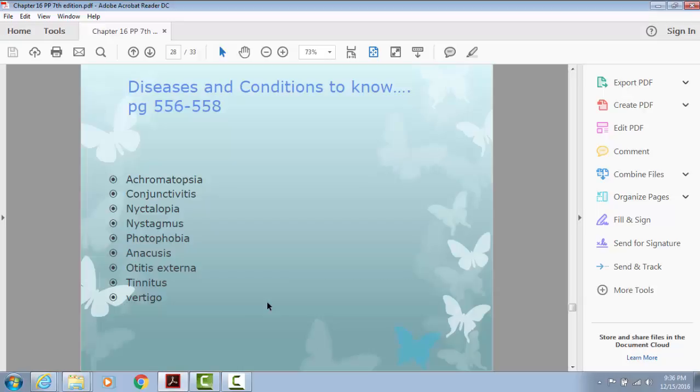Conjunctivitis, then, is inflammation of the conjunctiva with vascular congestion. It can be allergic, viral, bacterial, or fungal, and the bacterial conjunctivitis is the one we worry about the most because it's highly contagious. So if a child is diagnosed with conjunctivitis or pink eye, what the laymen call it, they call the parents and they want them removed from the school immediately so that they don't pass that on to other children.